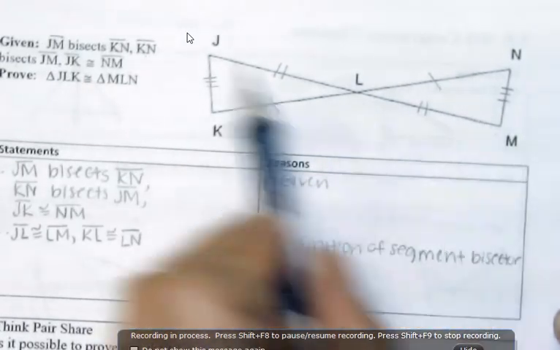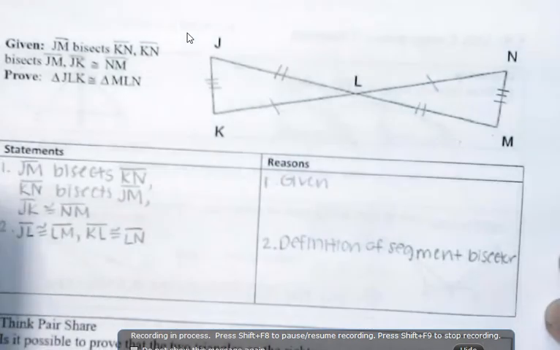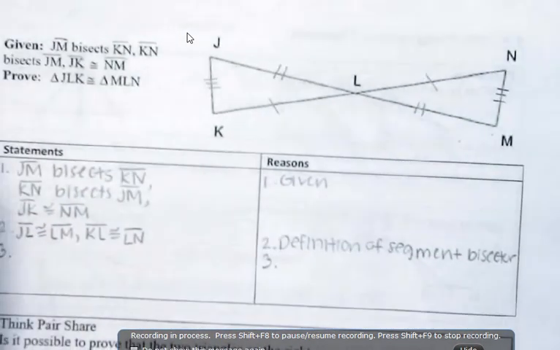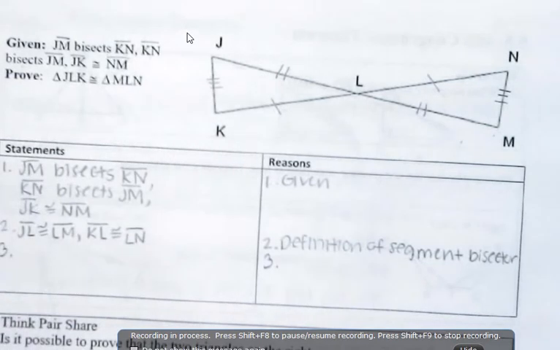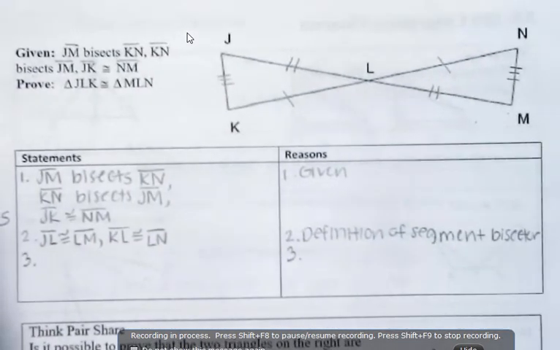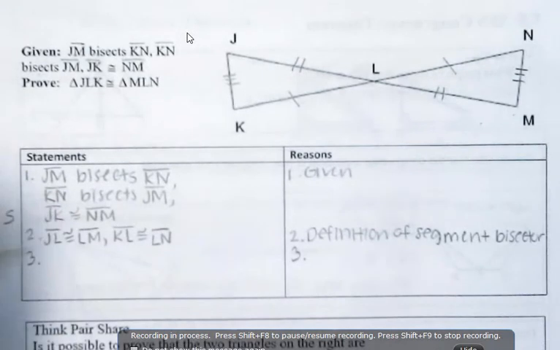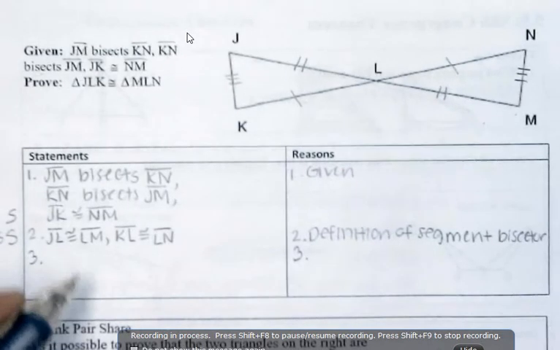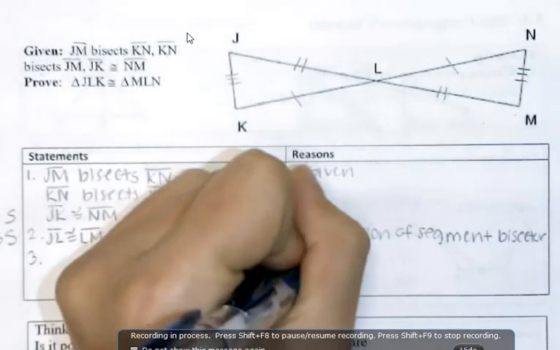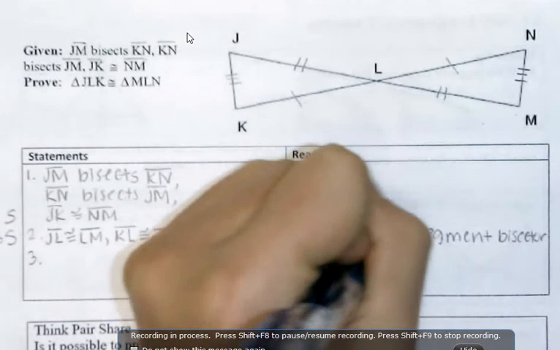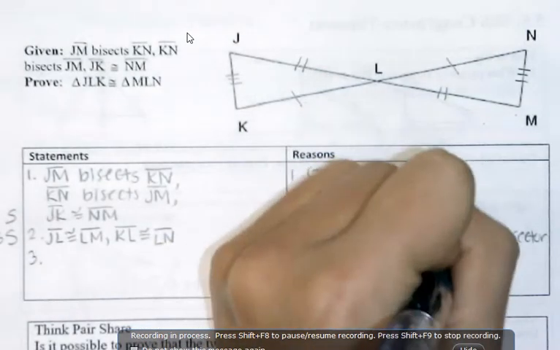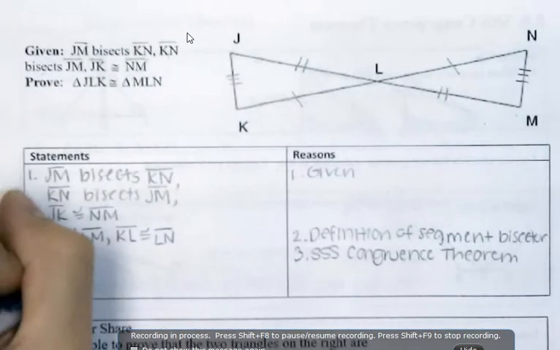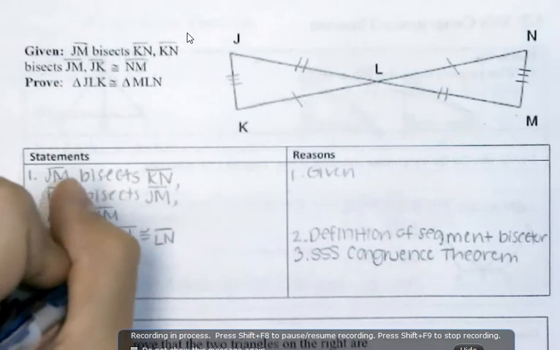Okay. So step number 3. Let's review what we have so far. We know that these two segments are congruent. Sorry, that's a little sideways. We know that our next two pairs of segments are congruent. So I have my SSS. Now I'm all set to use the side-side-side congruence theorem, and we can say that triangle JLK is congruent to triangle MLN.